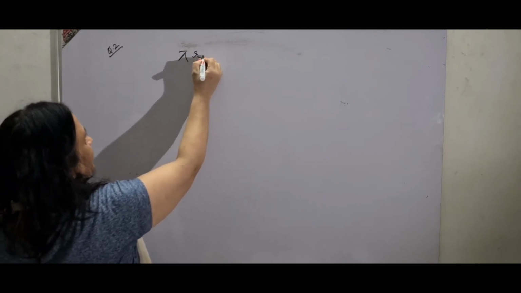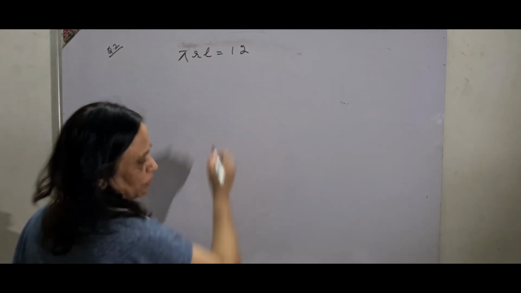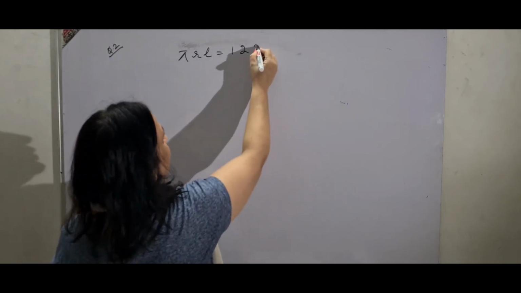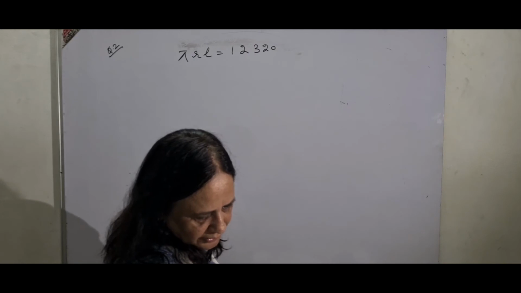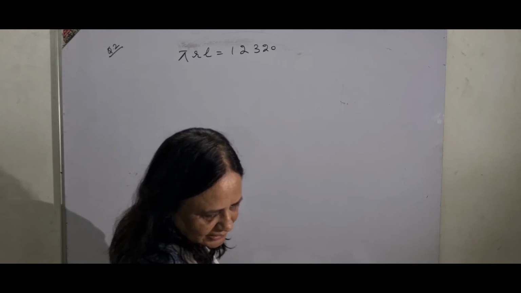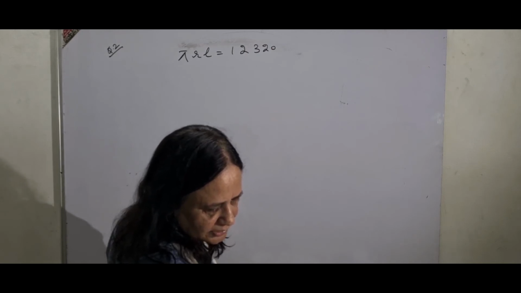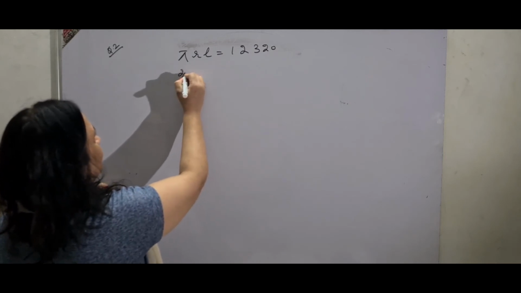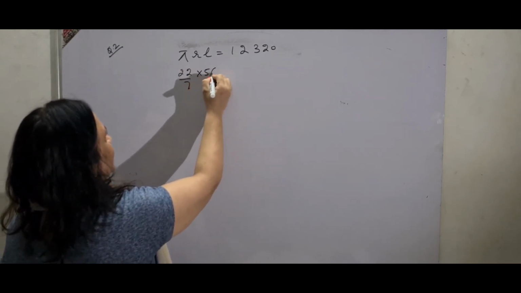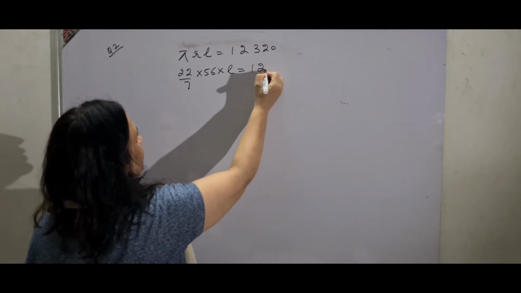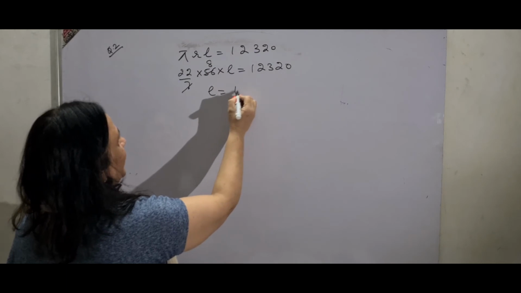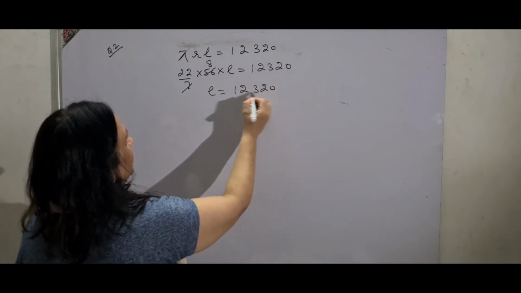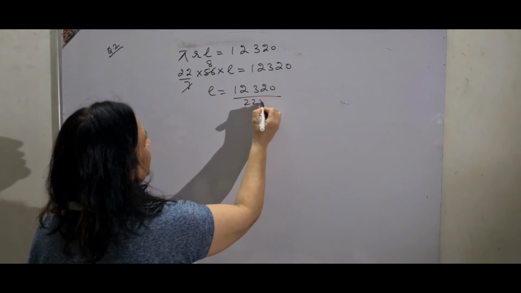You know that the curved surface area of the cone is pi r l, and this is given to be 12,320. And he has also given you the radius of its base, which is 56 centimeter. So 22 upon 7 into 56 into l is equal to 12320. So 7 8s are 56. See, you can find l from here: 12320 upon 22 into 8.